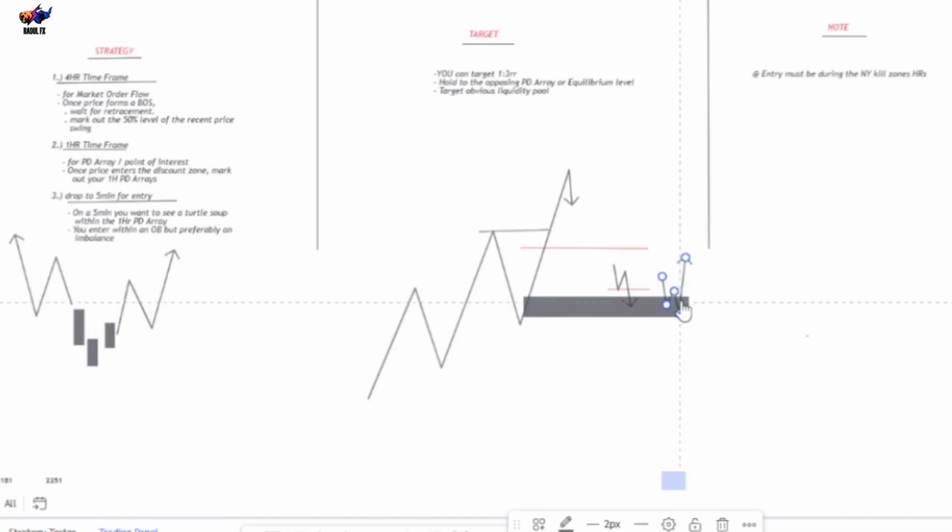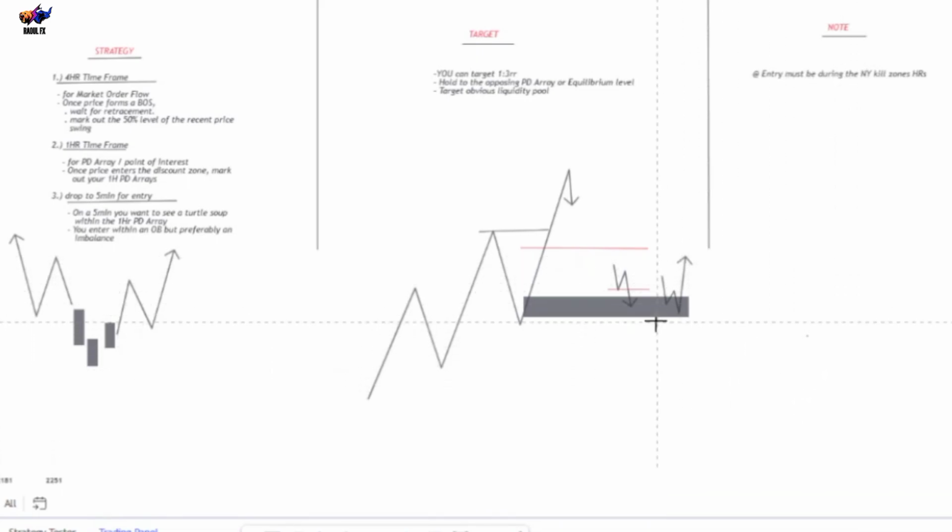That's why this trade is preferably taken during the New York session. Now you can take it in any of the key zones. In the ICT key zones, we have the Asian session, which is from 8 p.m. EST to midnight EST, the London session, which is from 2 a.m. to 5 a.m., and the New York session, which is from 7 a.m. to 10 a.m.